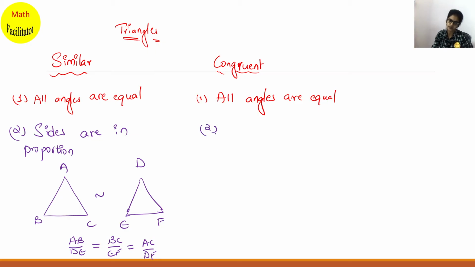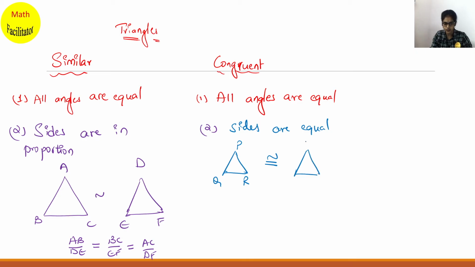Now the second point here, if the triangles are congruent, what happens? If the triangles are congruent, then the sides are equal. Okay, sides are equal. Suppose you have two triangles, for example, PQR is congruent, this is the congruent symbol, isn't it? PQR is congruent to MNO. Then what happens to the sides? They are equal. That means PQ is equal to MN. This difference is very, very important. Okay. QR is equal to NO and PR is equal to MO.